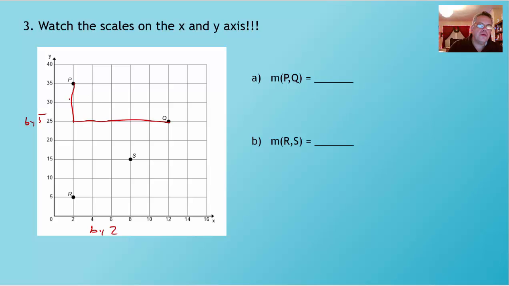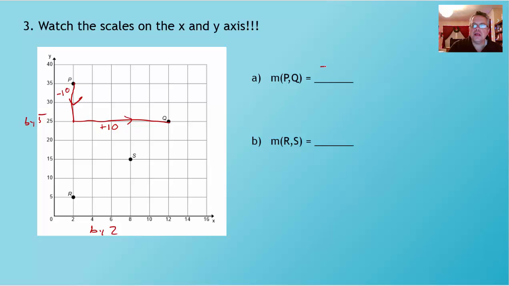Okay, so we went down 2 squares, but each square counts as 5. We went from 35 down to 25, so the rise is negative 10. And then on the x-axis, we went 1, 2, 3, 4, 5 squares, but each count is 2. So that counts as plus 10. Right? 2, 4, 6, 8, 10, going that way.